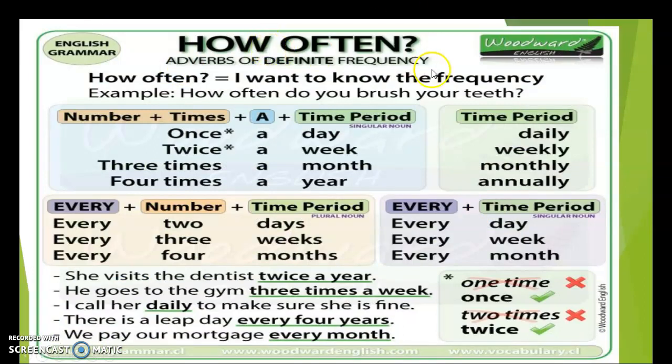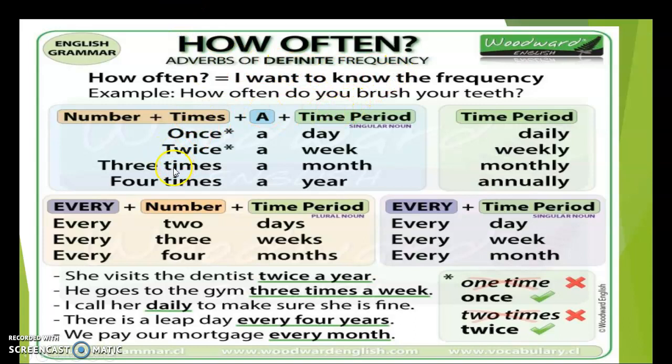Okay, so here I have how often. Remember, if I ask you the question how often, I want to know the frequency. So how often do you brush your teeth? Once a day, twice a week, 3 times a month, 4 times a year. These are some expressions that I can use to express frequency. I can use number plus time plus a plus time period. These ones, sorry that I didn't mention that before, these ones are adverbs of definite frequency.